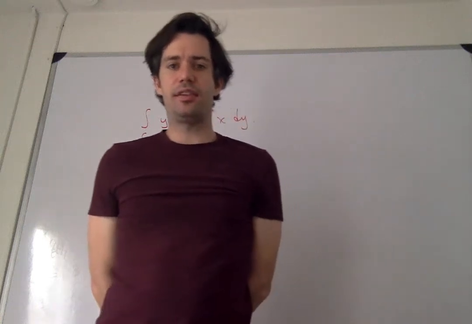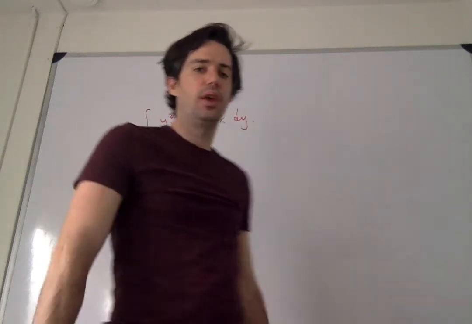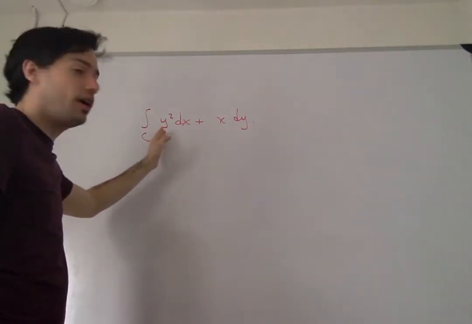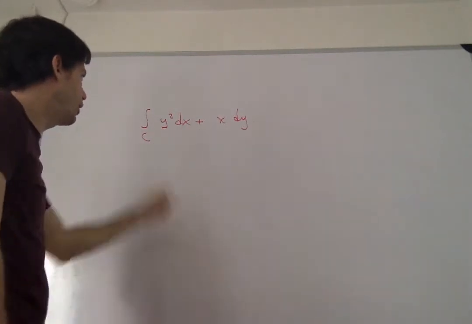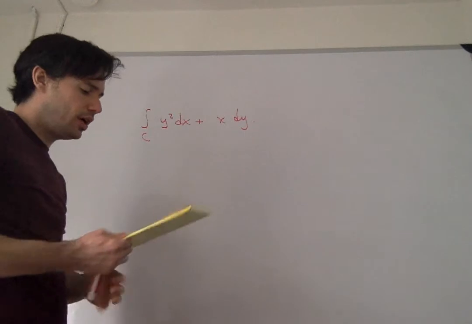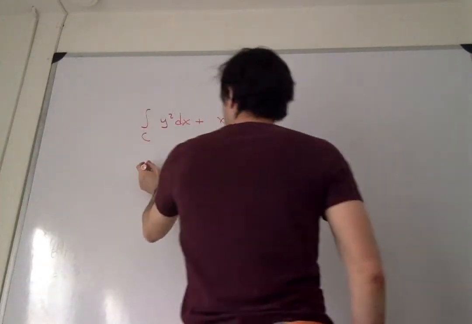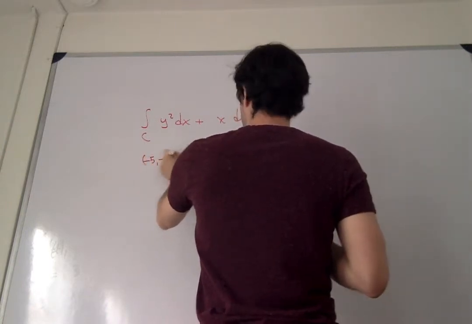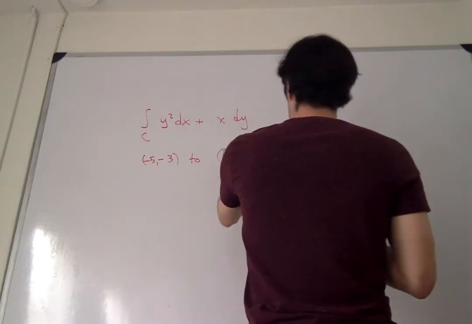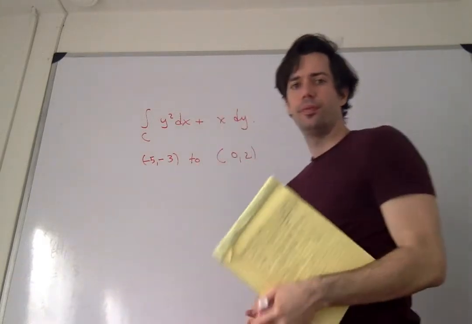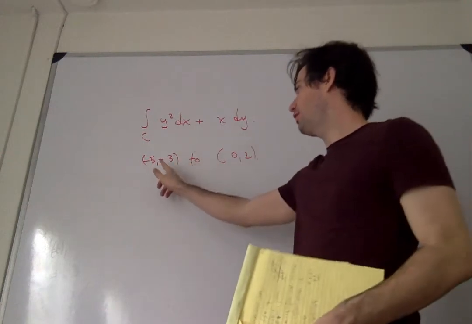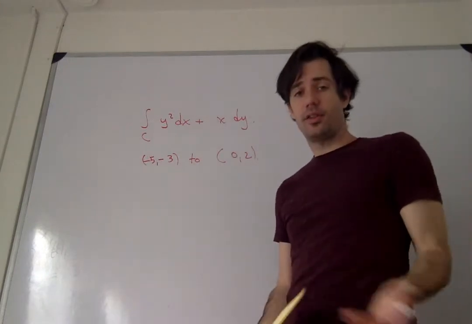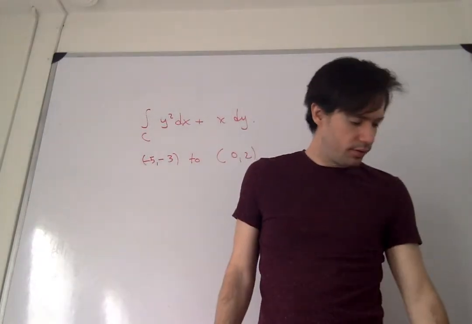In today's lecture, we're going to discuss the path dependence of a line integral. So right here I have an integral, the integral of y squared dx plus x dy over C. Now, suppose the only thing I told you was that I wanted to connect (-5, -3) to (0, 2). You can take any path you want from this point to this point. Would it affect the integral? That's the question. So let's find out.